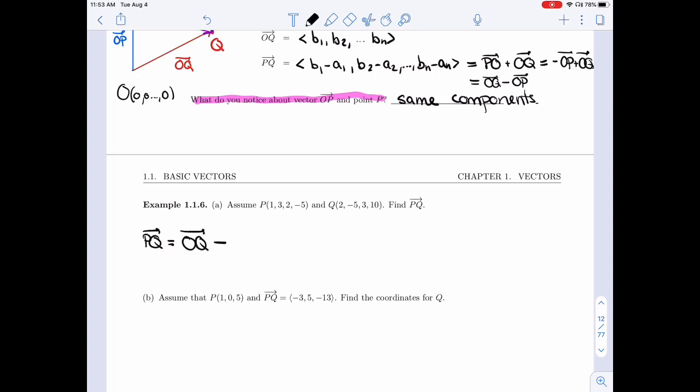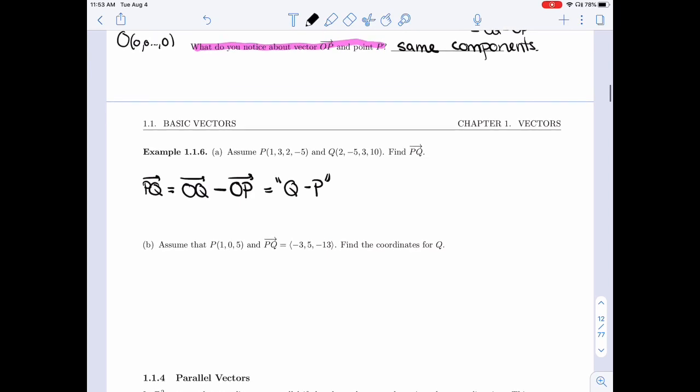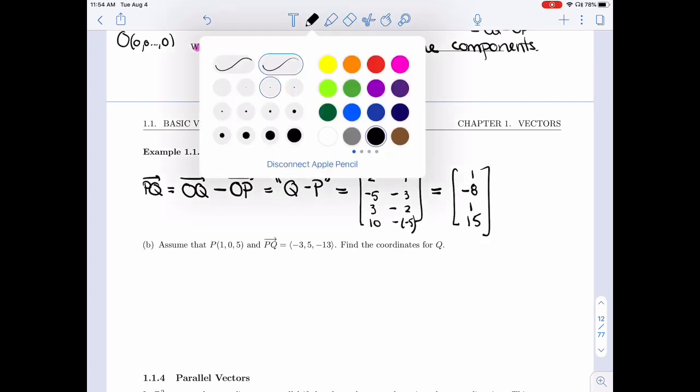OQ minus OP, and in my mind, I mean, it's not quite correct to write it down, but you think of Q minus P. So I'm going to take the components of Q and subtract the ones from P. So Q is 2, minus 5, 3, 10, and P is 1, 3, 2, minus 5. Notice that I like using vertical vectors for this. The corresponding components end up right next to each other, which makes it really nice. So I get the vector 1, minus 8, 1, 15. That's my answer.